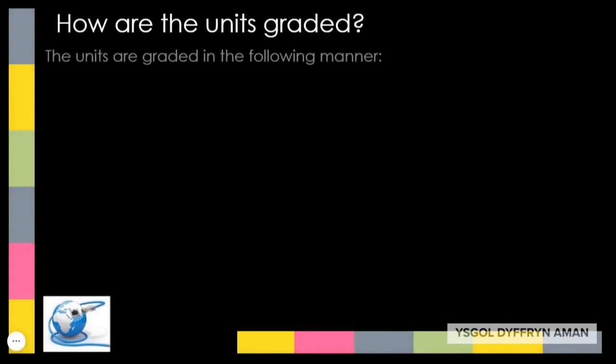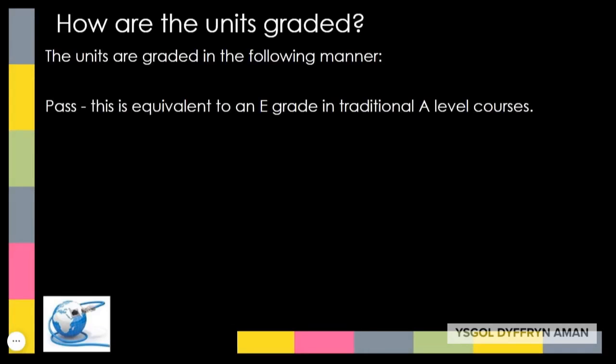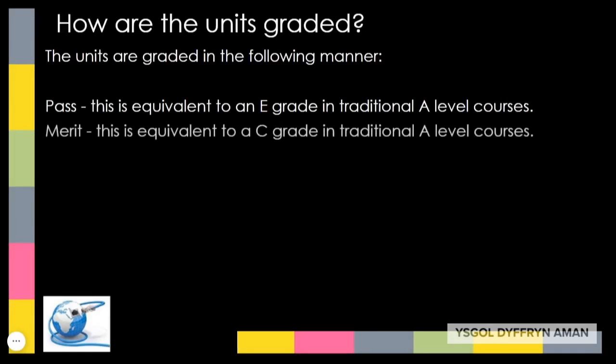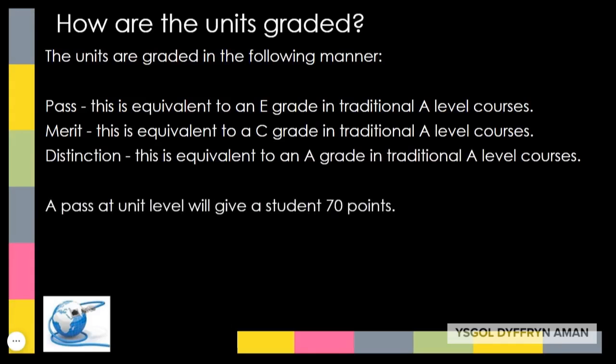How are the units graded? The units are graded in the following manner. A pass, which is equivalent to an E grade at traditional A level. A merit, which is equivalent to a C grade in traditional A level courses. And a distinction. This is equivalent to an A grade in traditional A level courses.